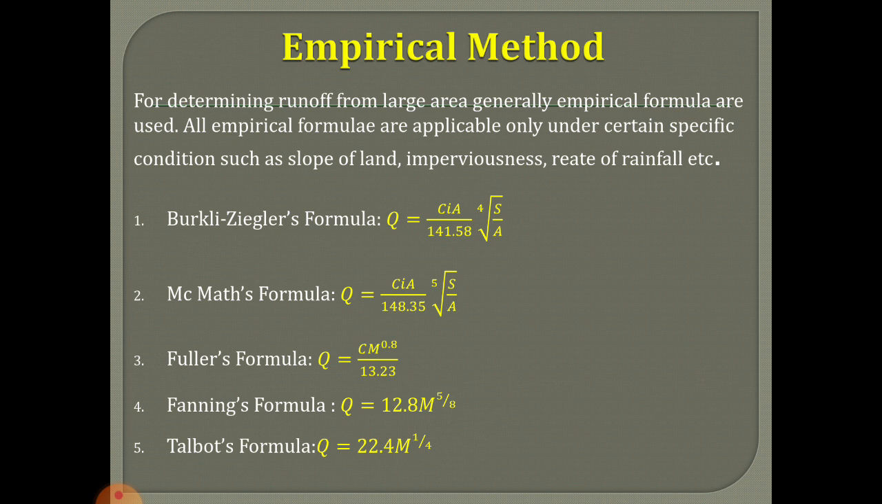There are several empirical methods also adopted for calculating the storm water flow. For determining the runoff for a large area, generally empirical formulas are used. All the empirical formulas are applicable only under certain specific conditions such as flow of land, slope of land, imperviousness, rate of rainfall, etc. So there are different formulas: Berkeley Ziegler's formula, McMath's formula, Fuller's formula, Fanning's formula, and Talbot's formula.